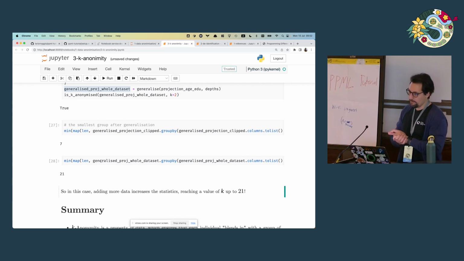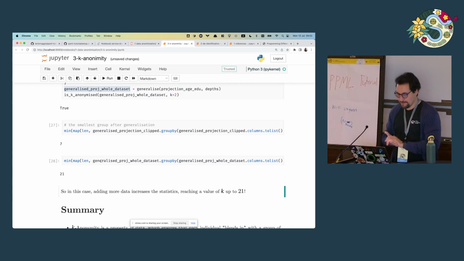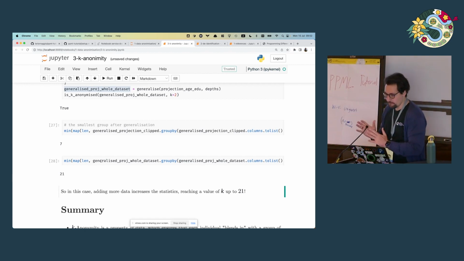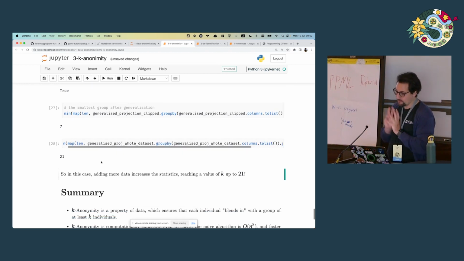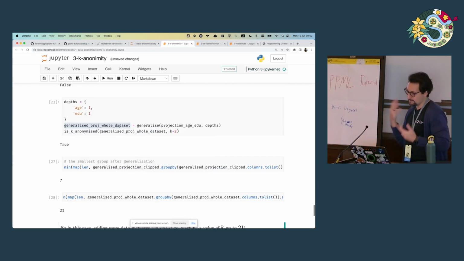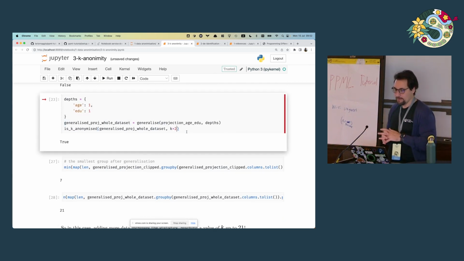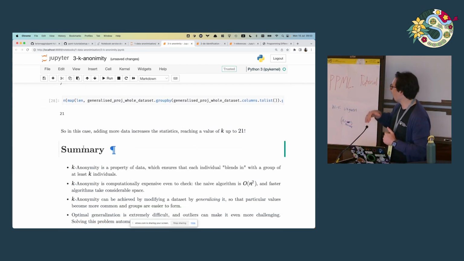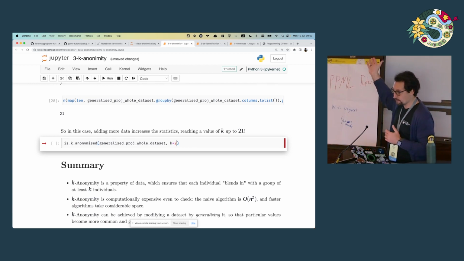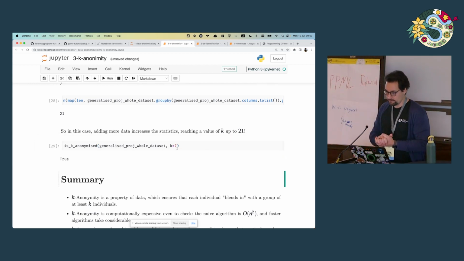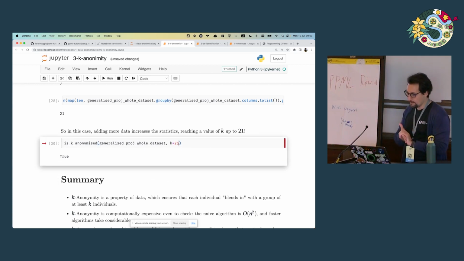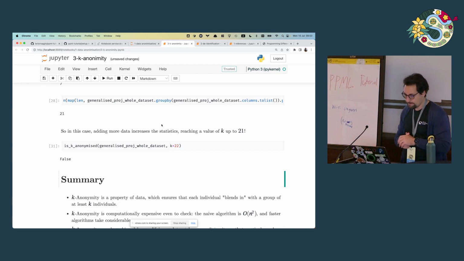Right. So, summary of this part, and I think we're perfectly on time, which is quite new for me. K-anonymity is a property of data. This is very important, which ensures each individual blends in within a group. That's the whole gig of k-anonymity. It is computationally expensive because we have to run transformations on the data. In the naive version, what we've been doing is like n squared in the size of the data we have. So the bigger the data, the worse it is. And faster algorithms can take considerable space.